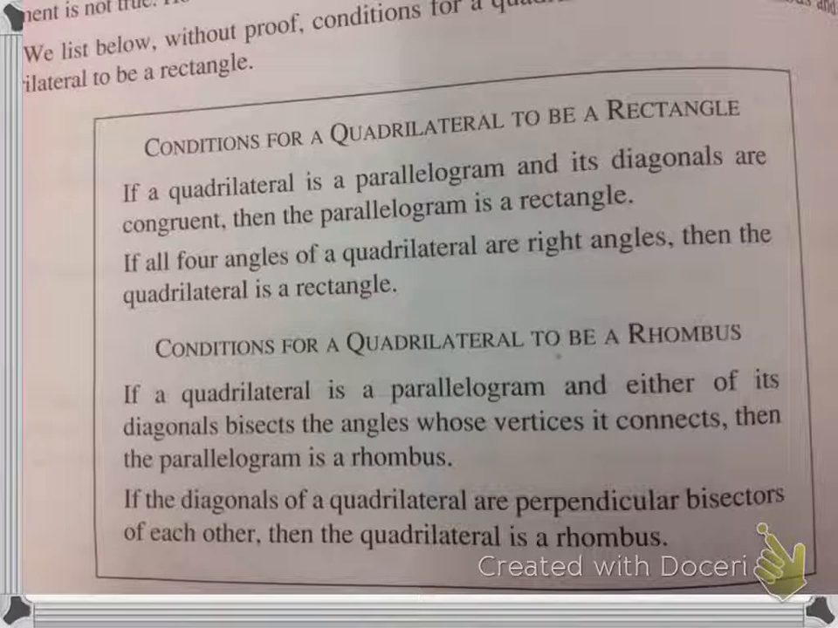If a quadrilateral is a parallelogram and either of its diagonals bisect the angles whose vertices it connects, then the parallelogram is a rhombus. So again, if your diagonal bisects the angles, it's a rhombus. If the diagonals of a quadrilateral are perpendicular bisectors, form right angles to each other, then the quadrilateral is a rhombus. And again, we're starting to get closer to that idea that it's going to eventually be a square. So the more detailed you are, the more you get closer to a square, which we'd almost say is like the perfect rectangle in a way, right?